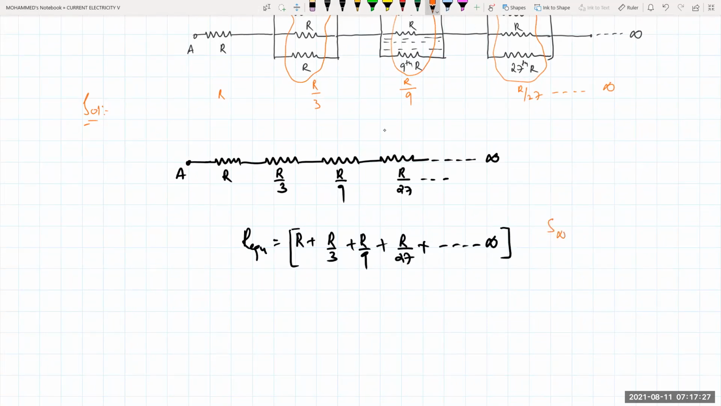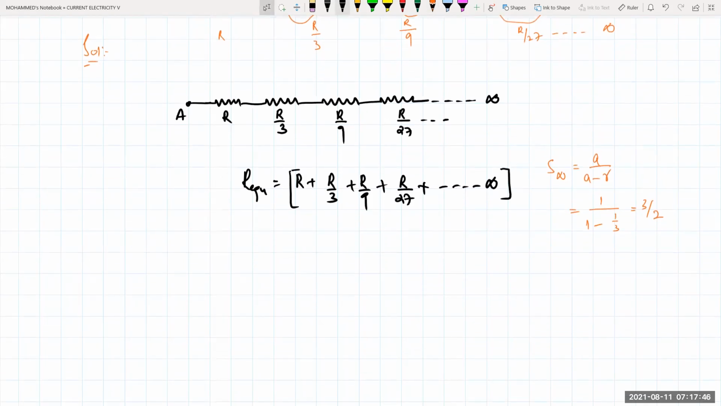S infinity, you know the formula, a by 1 minus r. What is the first term here? 1. Common ratio will be equal to how much? 1 by 3. That means this one is becoming how much? 3 by 2.